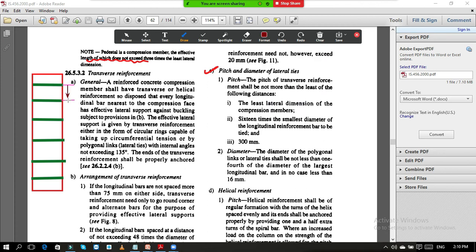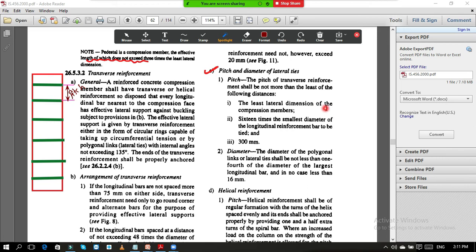This is the center to center distance between the stirrups. So this distance is called the pitch, the center to center distance. Now what they have told you: the pitch of transverse reinforcement shall not be more than the least of the following distances. So we should consider the minimum of the following for the spacing.